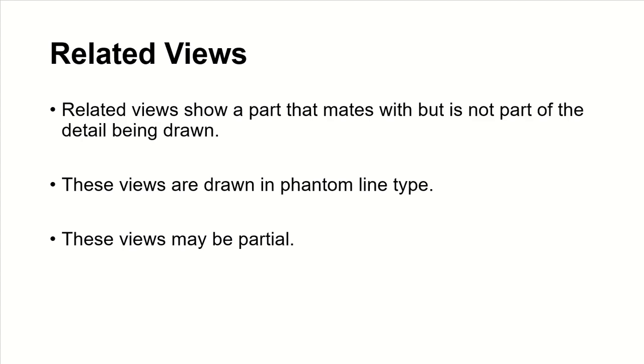Then we get into the related view. So a related view is going to show a part. Since the name itself is related, we're going to show the mating part, so it mates. So the part that mates, but it's not a part of your detail being drawn. So we will concentrate on the mating part. Since they're mating, we're going to draw with the phantom line type. Again, these views can be partial.